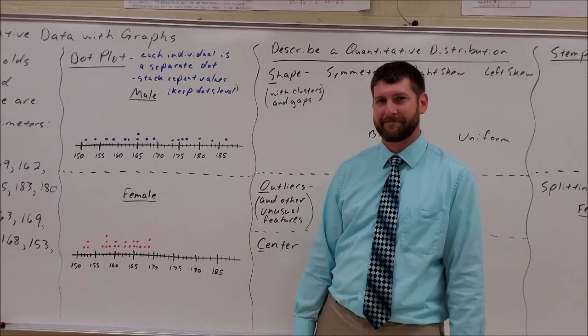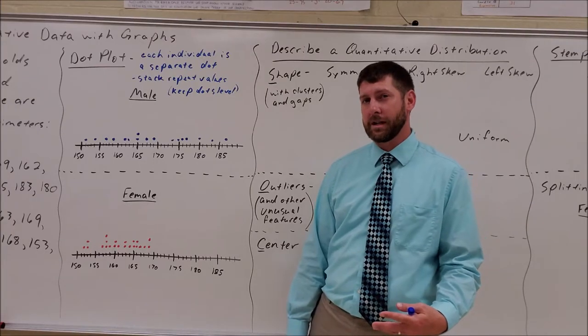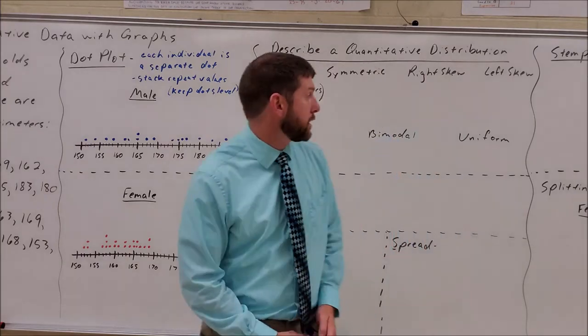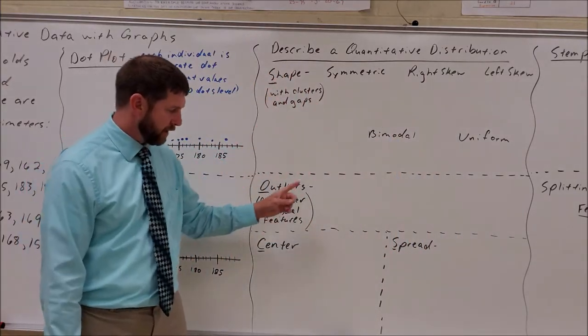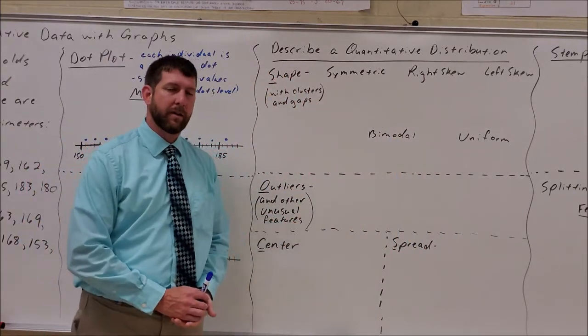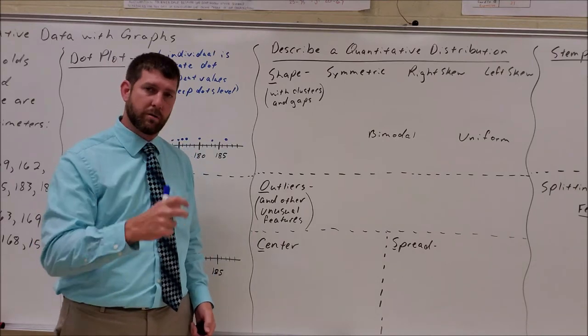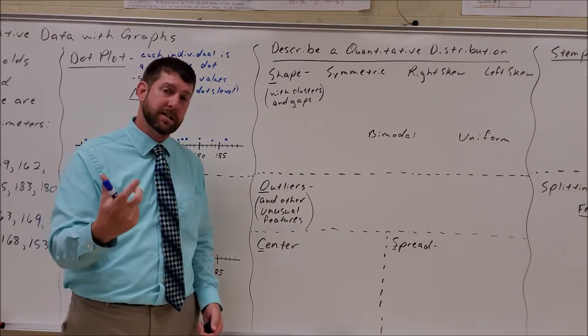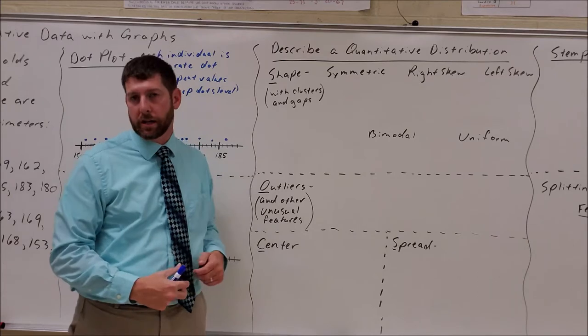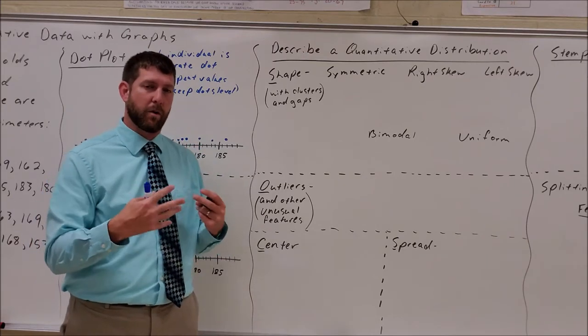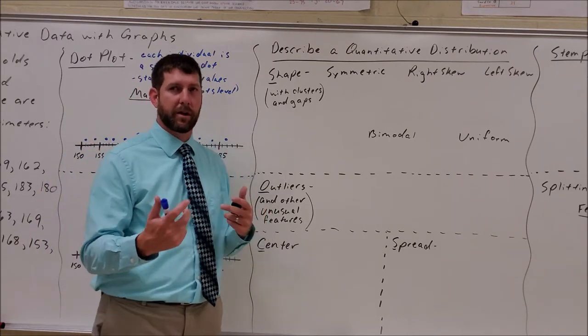Once we see a graph of quantitative data, how do we describe what's going on? To describe quantitative data, the four things that we want to hit are shape, outliers, center, and spread. Those give us a really good picture of what's going on with the data set without us having to visually see it. So that's how we can communicate to others what this quantitative data actually looks like.